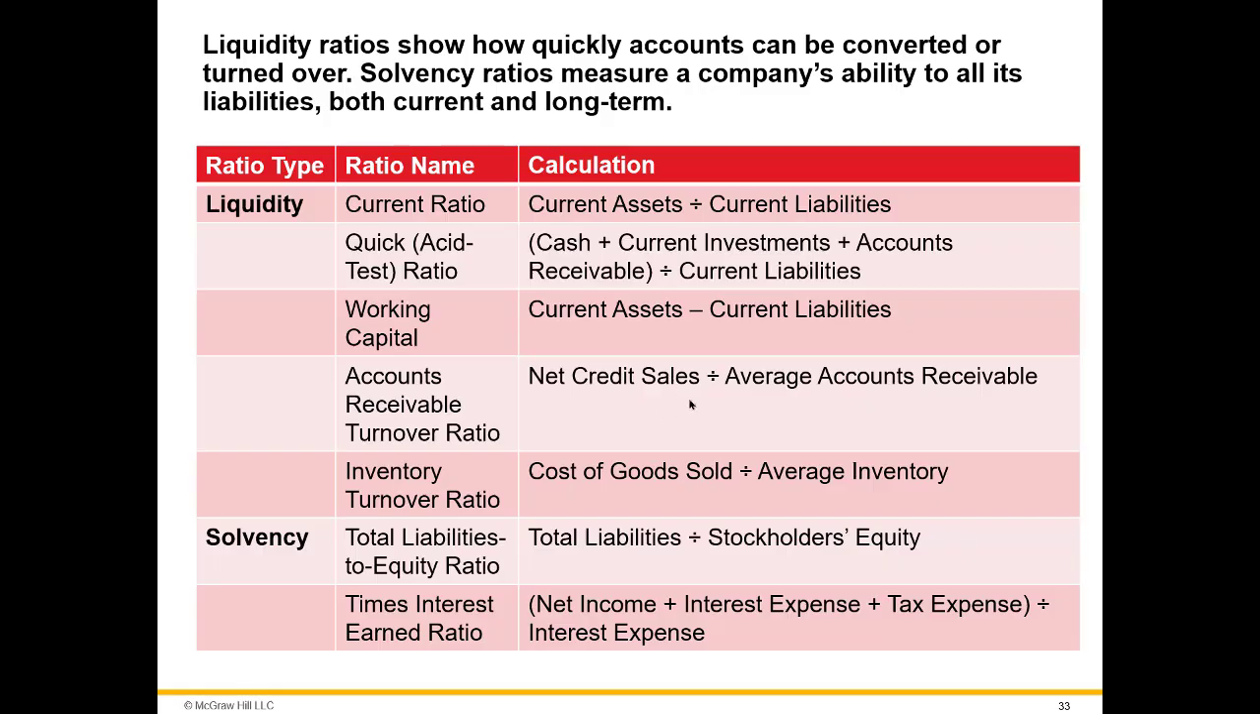Are we making too many credit sales to people that aren't able to pay or don't pay? How fast are we managing our inventory? That's kind of a supply chain type of question. How about solvency? What are our relative liabilities compared to our assets, and our relative liabilities compared to our equity? Can we pay interest as it comes due? And thinking about that.